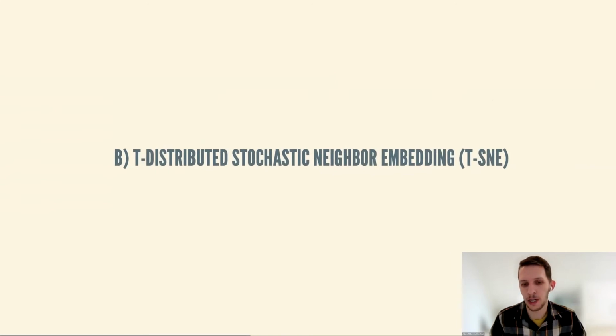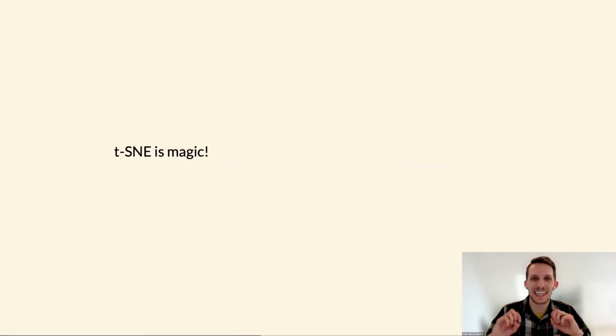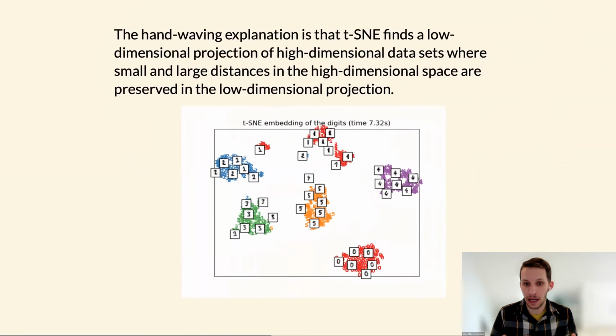More recently, a very exciting method that many use is called T-distributed stochastic neighbor embedding. And I'm going to explain this to you the way one of my good statistician friends explained it to me. TSNE is magic. So again, I'm not going to get into the mathematics, but in brief, the very hand-wavy explanation, if you want to do dimensionality reduction with TSNE, is that TSNE finds a low dimensional projection of the high dimensional data, where in the low dimensional projection, small and large distances from the high dimensional space are preserved.